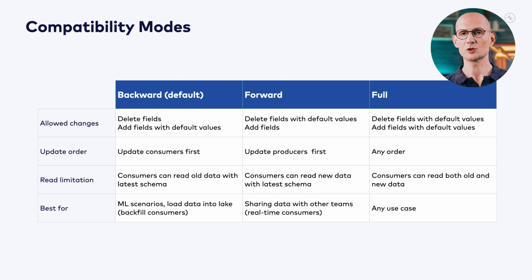There's also the full compatibility mode, which enables you to add and delete fields with default values. Those changes are both backward and forward compatible, so you can update producers and consumers in any order, and the consumers can read both old and new data alike. This sounds like the perfect solution, but unfortunately it allows for a very limited amount of changes, and it makes all the fields optional, which isn't ideal for data quality.